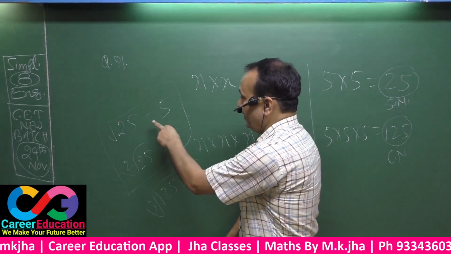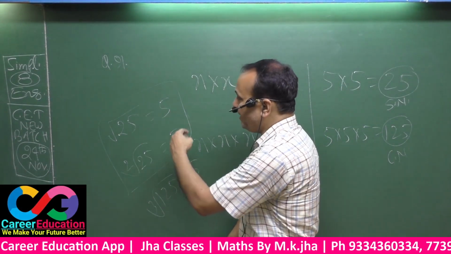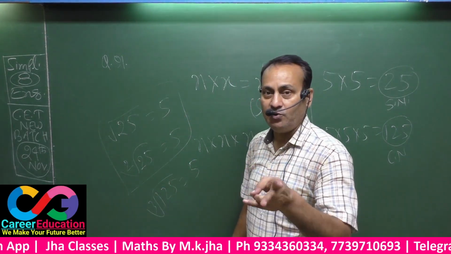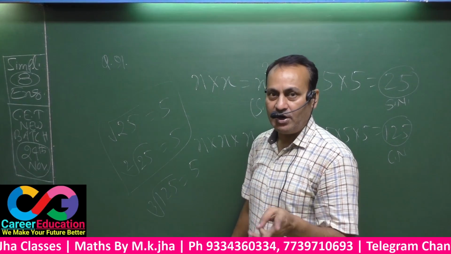See here, 5 square is 25, that means the square root of 25 is 5. Both are reciprocal to each other.